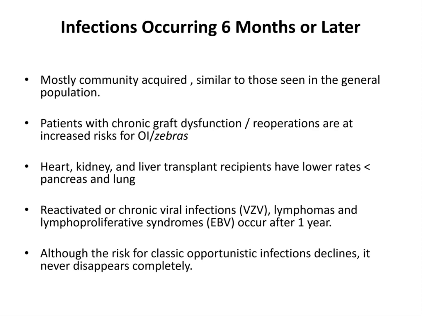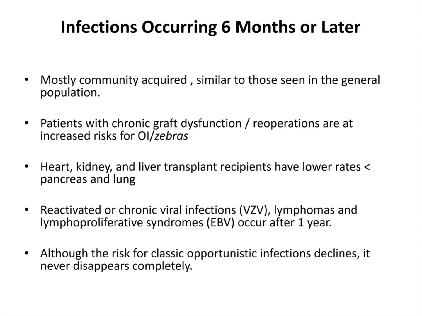Typically, the heart and kidney are kind of less problematic with infections, liver in the middle, and then you have your pancreas and lung at the highest. You'll have a lower suspicion that what's bringing them back is an infection, and so forth.